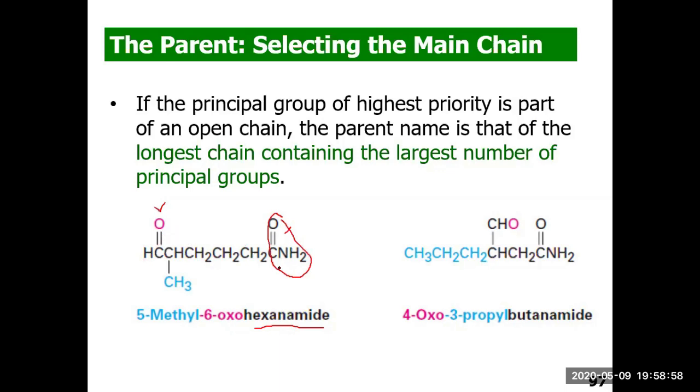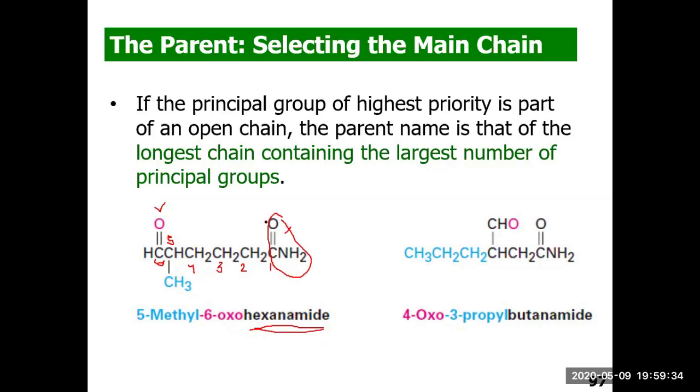So if I choose the parent for this molecule, I will select the longest continuous carbon chain that also includes this part of the molecule here. So this one will be carbon number 1. This one will be carbon number 2, 3, 4, 5, and 6. So since this one has 6 carbons, the parent will become hexanamide.